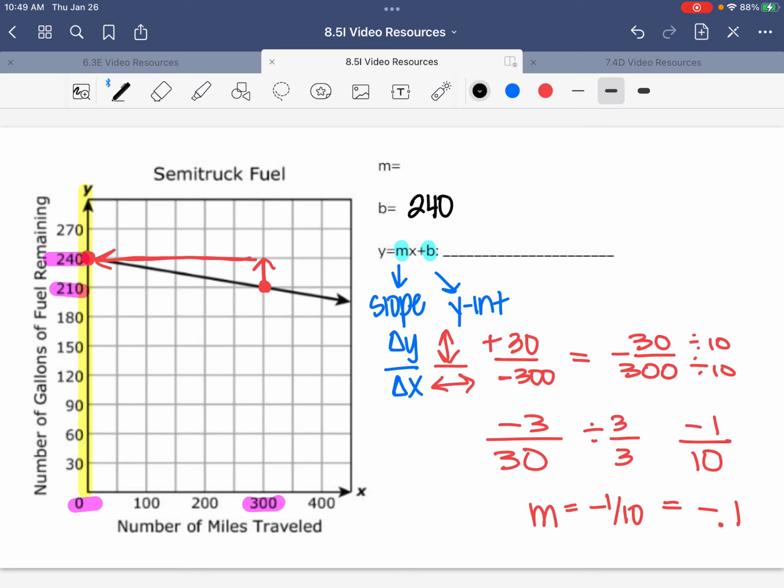So now that we have our slope and we have our y-intercept, then we can plug that into our equation. y equals mx, so negative 1/10 times x, plus b, so plus 240. And so that is our equation in slope-intercept form. All right, let's look at one more.